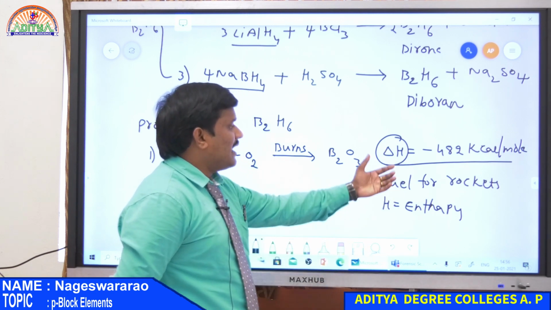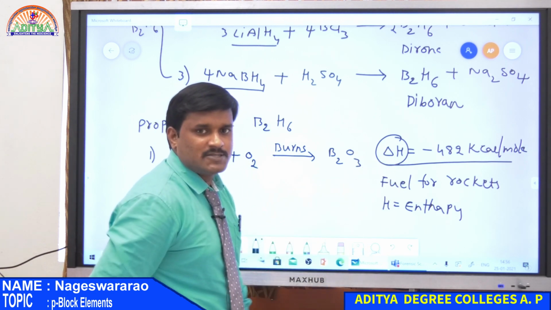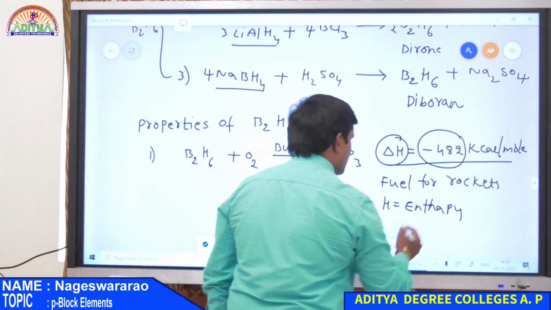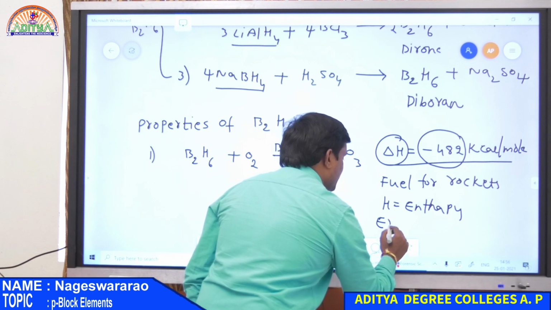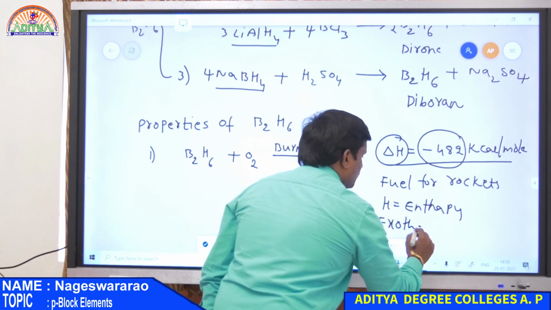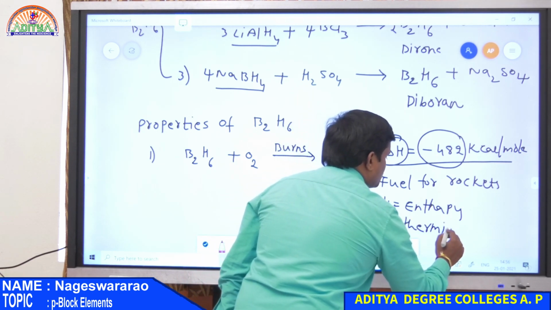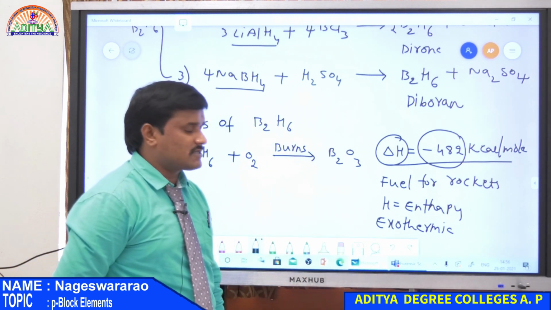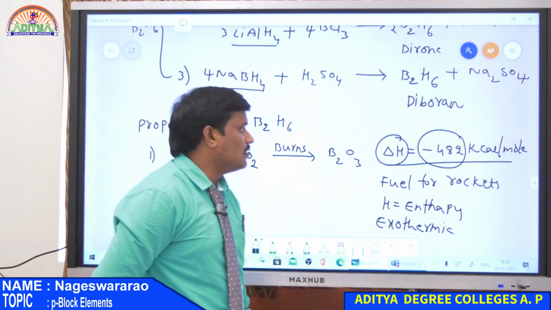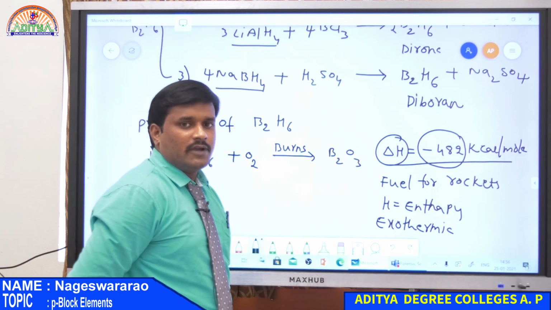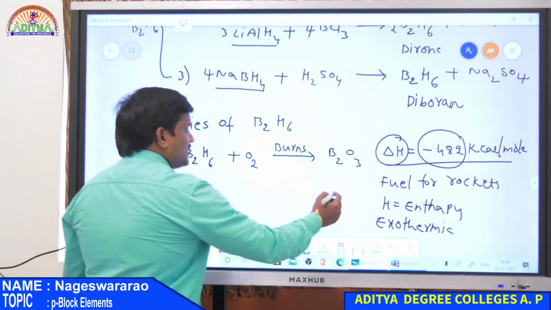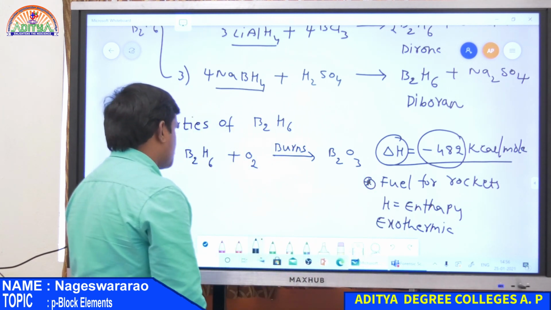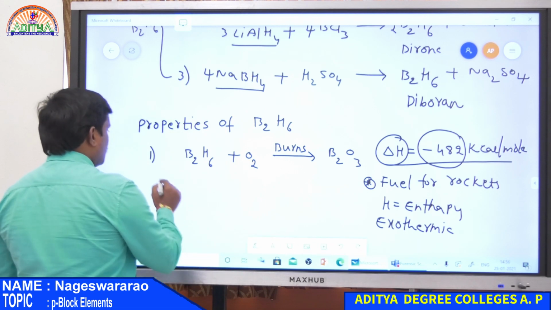It means the amount of heat energy released during this process is equal to minus 482, where minus represents it is an exothermic reaction. Minus represents an exothermic reaction, that is, the amount of heat energy released during this process, delta H, is equal to minus 482 kilocalories. Therefore, it is used as a fuel for rockets. So that is the first property. Now the second one.